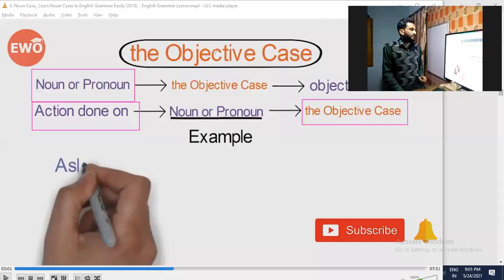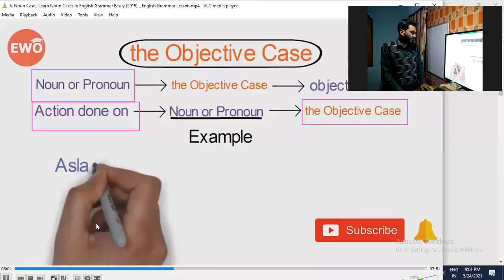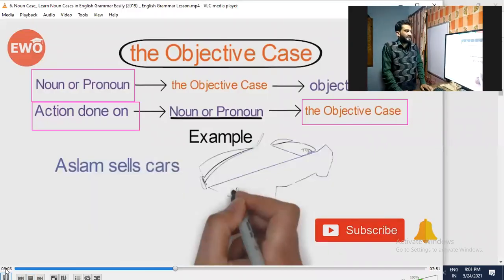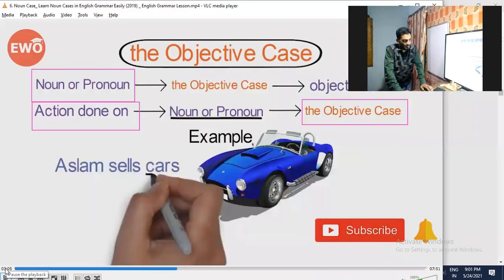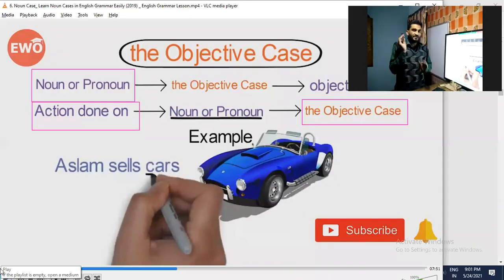So we have simply here an example. मैं यहाँ पे आपको एक एग्जांपल बताऊंगा. Aslam sells cars. अभी जो सेंटेंस मैंने आपको बताया था वहां पे हमने असलम को बोला था that it is in subjective case. Subjective case.